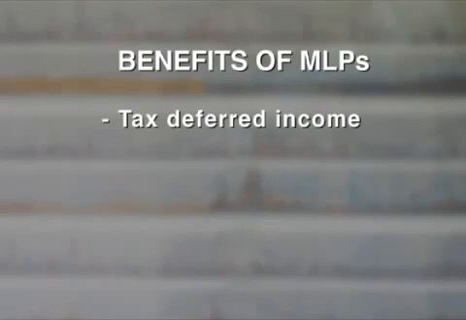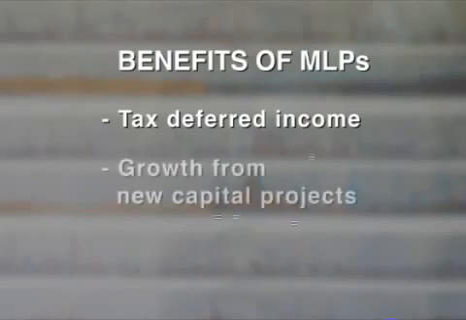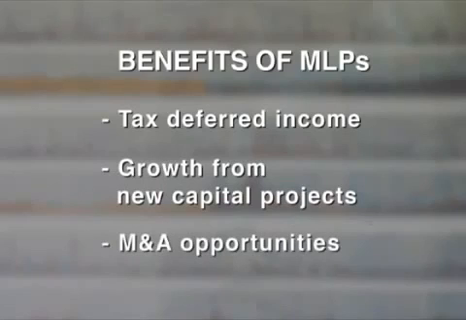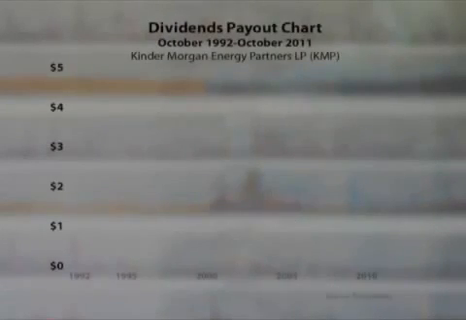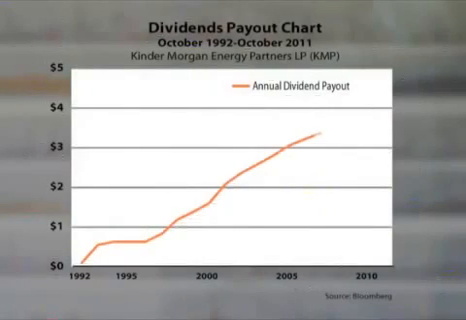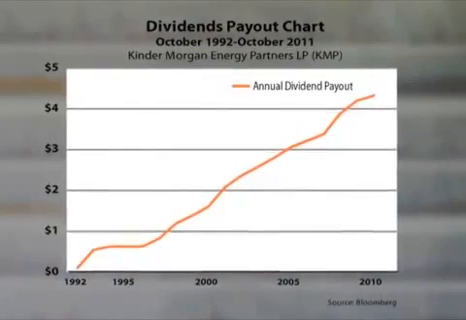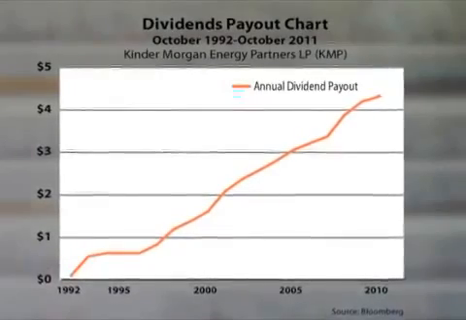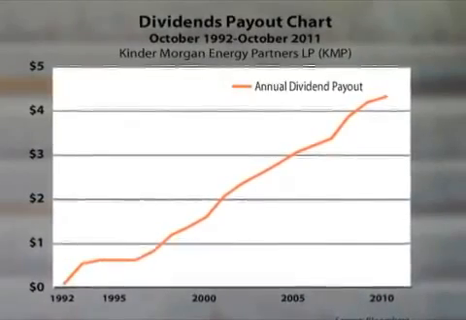Another advantage of the distributions is that they are tax deferred. They are a return of capital. The MLPs will provide you with a K-1 at year-end every year. The distribution growth is a function of new capital projects and/or merger and acquisition activity. These new assets generate incremental cash flows which create a stair-step type pattern to the distribution. Again, back to this idea of 6% growth per year.